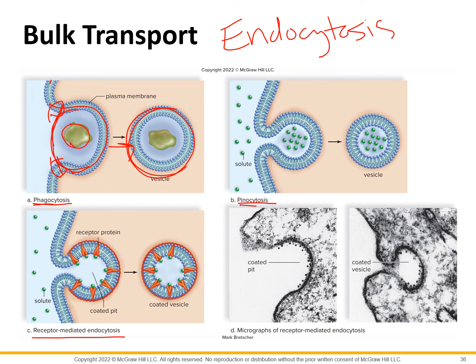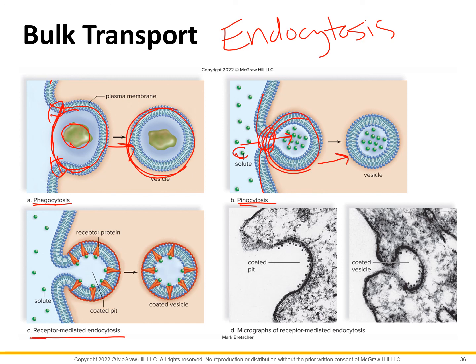Pinocytosis. Pino means to drink, and this is where you have very small particles or liquids that the cell takes inside. So now this is a solution rather than a solid particle, but the same idea where the cell membrane pinches together, pinches off here, forming a vesicle that then moves inside the cell.